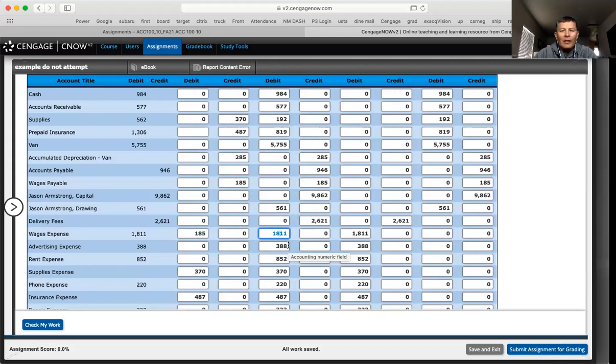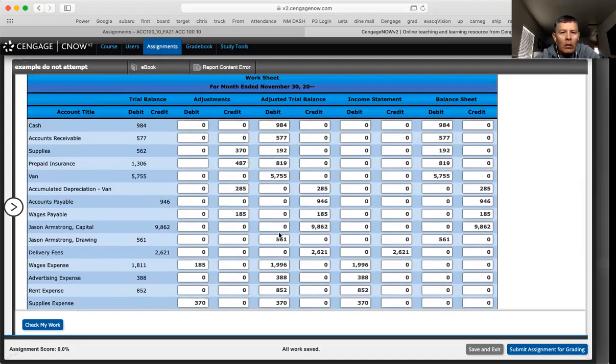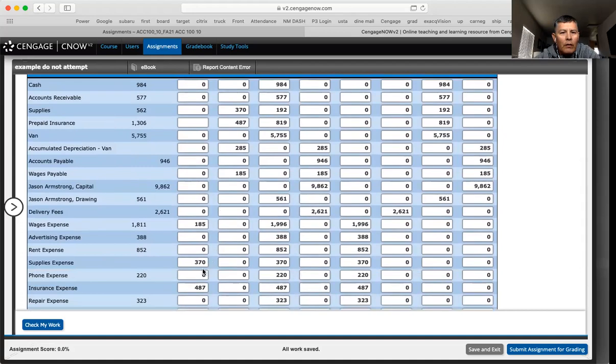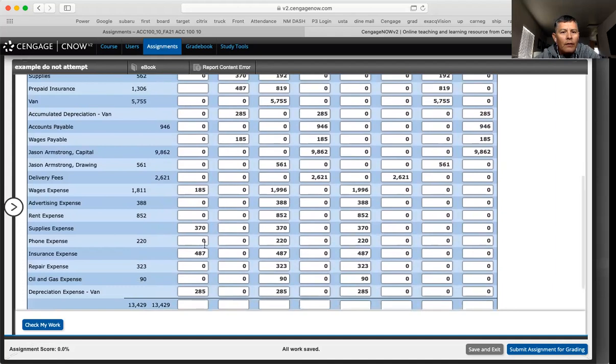Notice how I missed something. 1811 plus 185 adjustment will be 1996. Okay, 1996. That was our adjustment, and that's still on the income statement. All right, did we do the 370? 370, good. 487, 487, 285, 285, 185, 185.